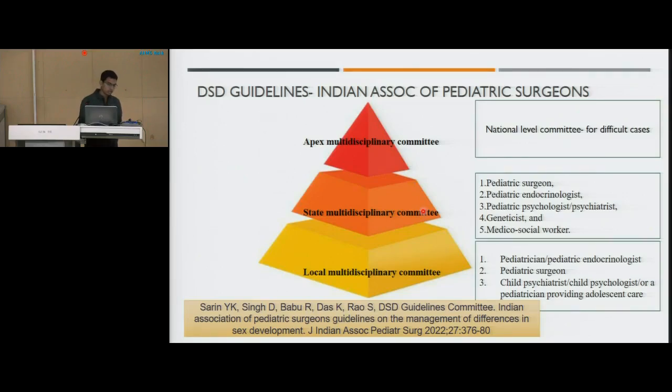The cases which cannot be managed by the local multidisciplinary committee have to be taken up to the state multidisciplinary committee, which consists of these 3 members, along with a geneticist and a medico-social worker. And at the apex is the apex multidisciplinary committee. The most complex cases have to be dealt with by the apex multidisciplinary committee, which involves the ministry level of ministries.